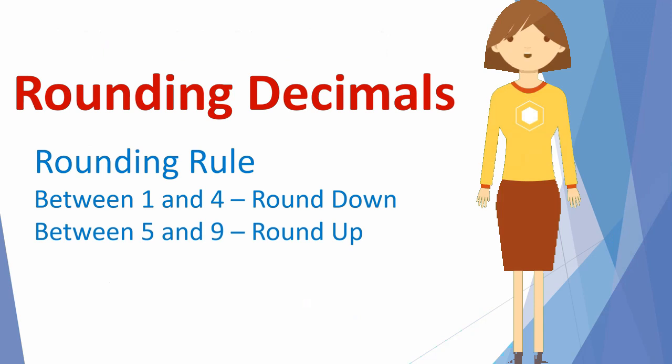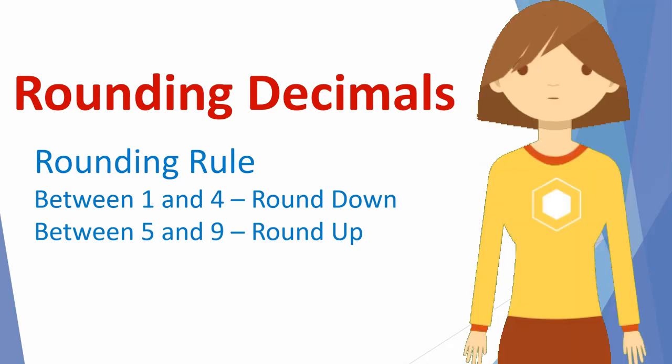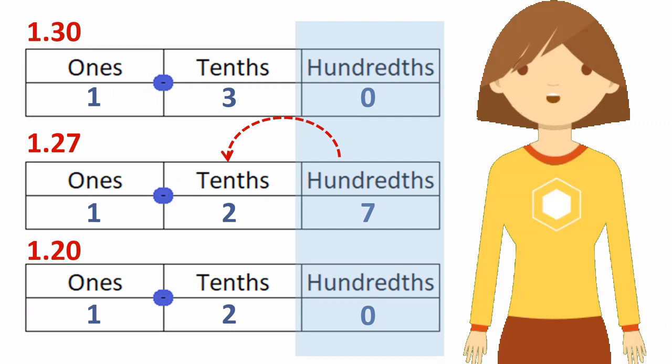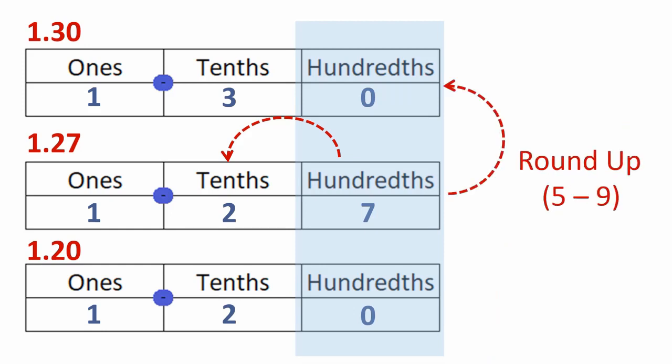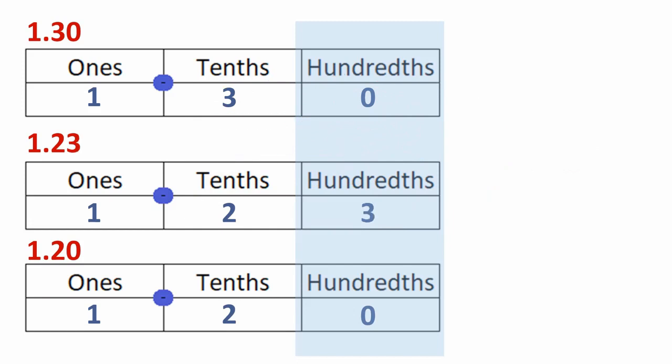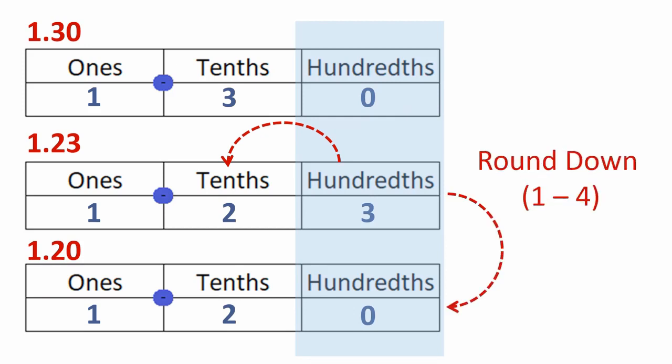Numbers between 1 and 4 round down, and numbers between 5 and 9 will round up. Let's round 1.27 to the nearest tenth. Since 7 in the hundredths place is between 5 and 9, it will round up. So 1.27 will round up to 1.30. How about 1.23? Since 3 is between 1 and 4, it will round down. So 1.23 will round down to 1.20.